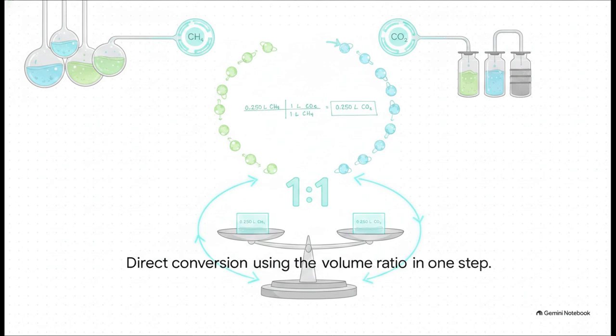The balanced equation shows a 1-to-1 ratio, right? So, 0.250 liters of methane directly converts to 0.250 liters of carbon dioxide in a single step. No dividing by 22.4, no multiplying by 22.4, just a straight volume-to-volume ratio.